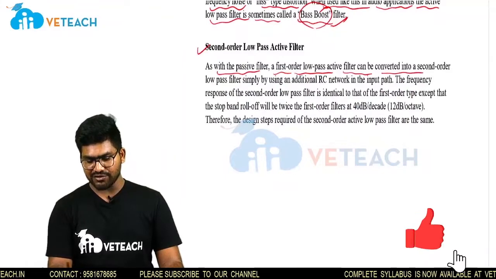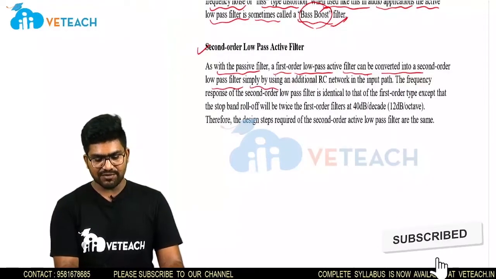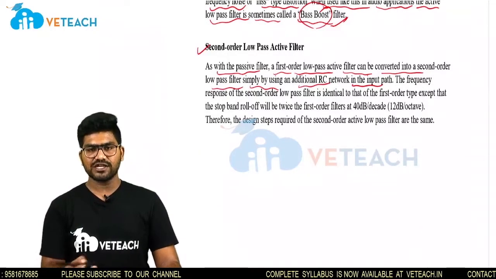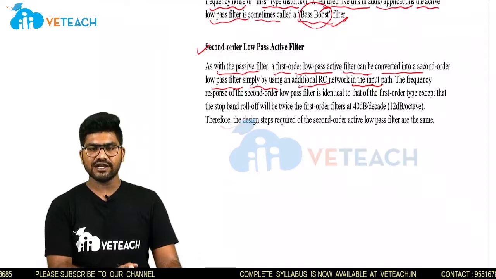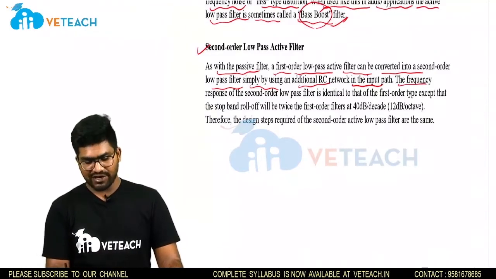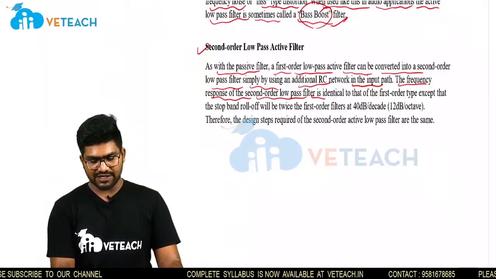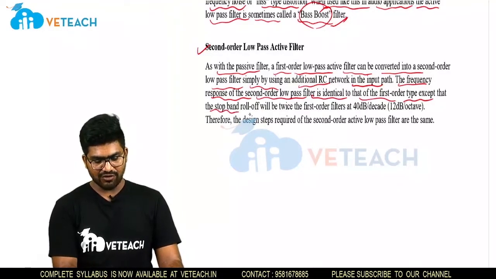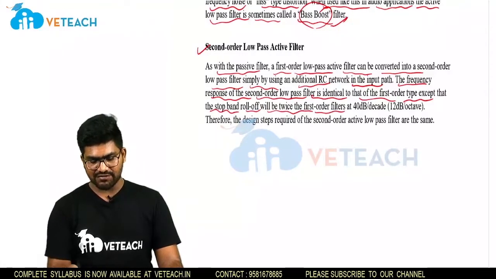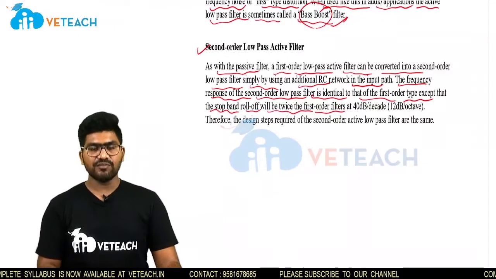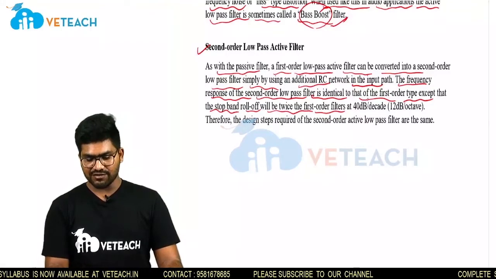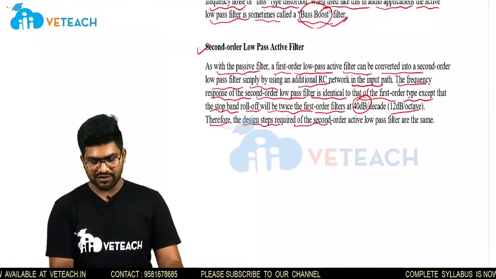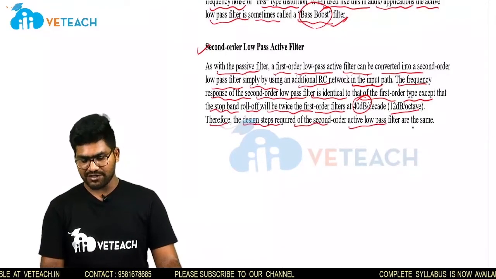Now coming to the second order low pass active filter. As with the passive filter, a first order low pass active filter can be converted into a second order low pass filter simply by using an individual RC network connected in the input path. So one active circuit in series with another active circuit. The frequency response of the second order low pass filter is identical to that of the first order type, except the stop band roll-off will be twice that of the first order filter, which is 40 dB per decade or 12 dB per octave. Therefore, the design steps required for the second order active low pass filter are the same.